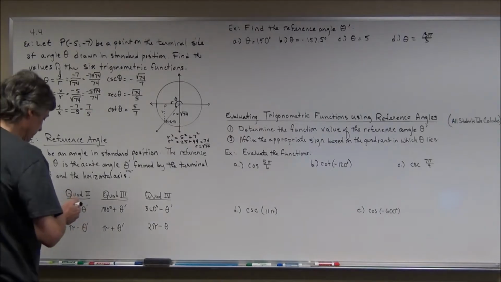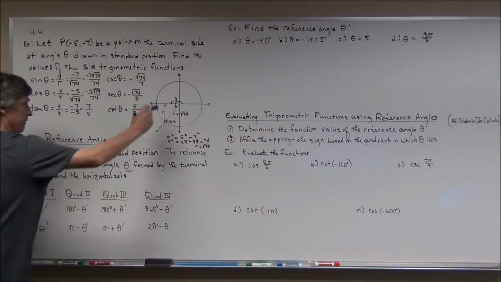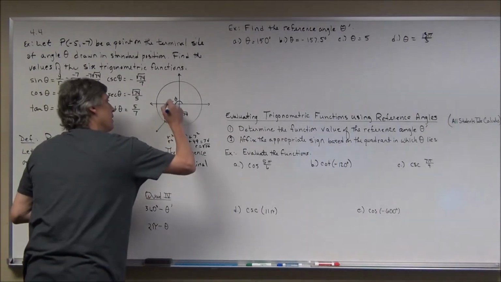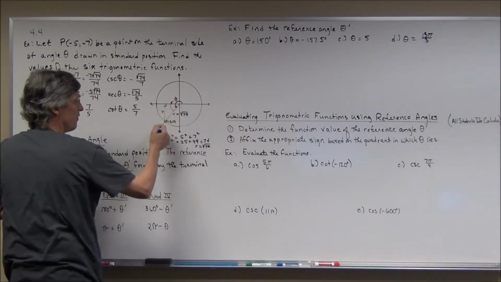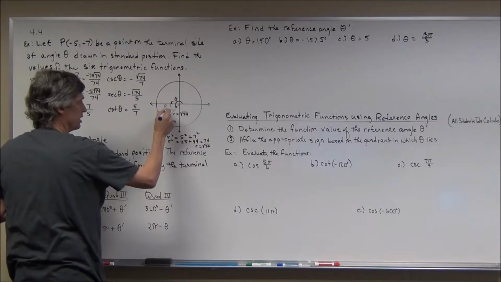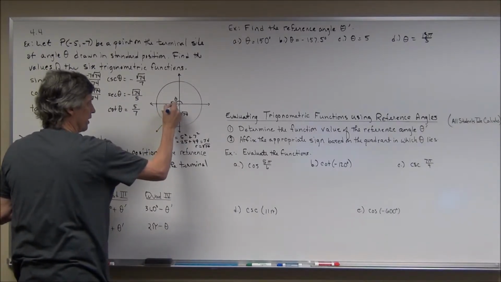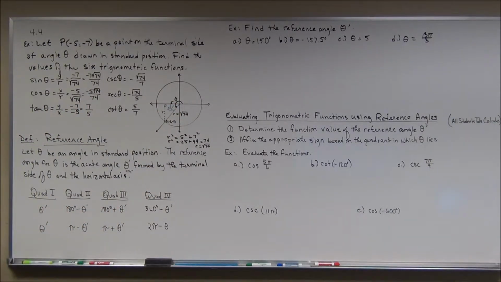Well, in this case, in the problem that I have drawn up here, my reference angle would be this angle here from the terminal side to the horizontal axis. It's got to be the acute angle. They would call that theta prime. And there's clearly a relationship here with the reference angle and the different angles that you could have drawn out, whether it's a first quadrant angle, a second quadrant angle, a third quadrant angle, and so on.